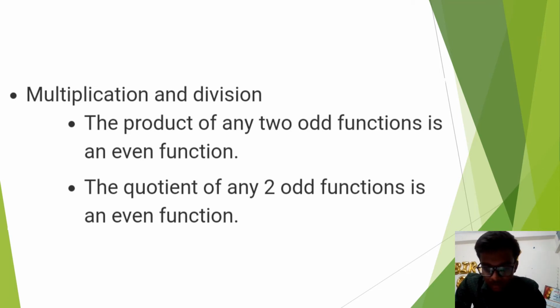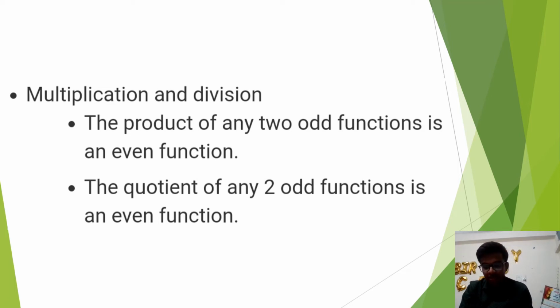Identify whether the function f of x equal to sin x into cos x is an even or odd function. Verify using the even and odd function definition. Solution. Given f of x equal to sin x into cos x, we need to check if it is even or odd. You know that sin x is an odd function and cos x is an even function. Also, the product of an even and odd function is odd. Hence f of x equal to sin x into cos x is an odd function.